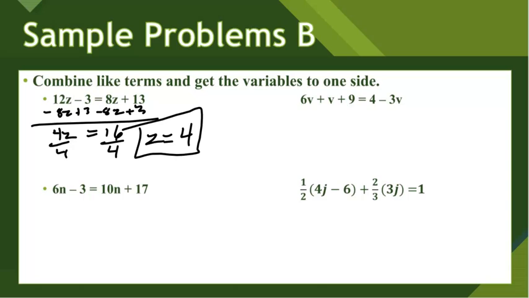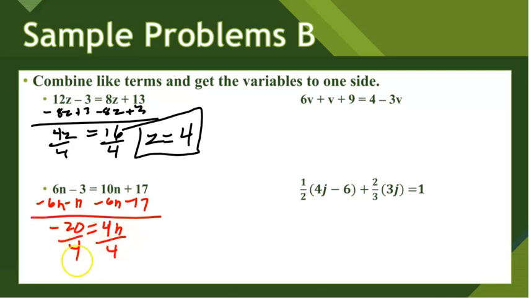Next here I'm going to put my variables to the right this time. So I have negative 6n, because the opposite of adding 6n is subtracting 6n. That means I'm going to subtract 17 on both sides. And I'm left with negative 20 equals 4n. Then I divide by 4 on both sides, and n is going to equal negative 5. Now you'd still get the same answer if you put the n's to the left. I just want my n's to be positive.